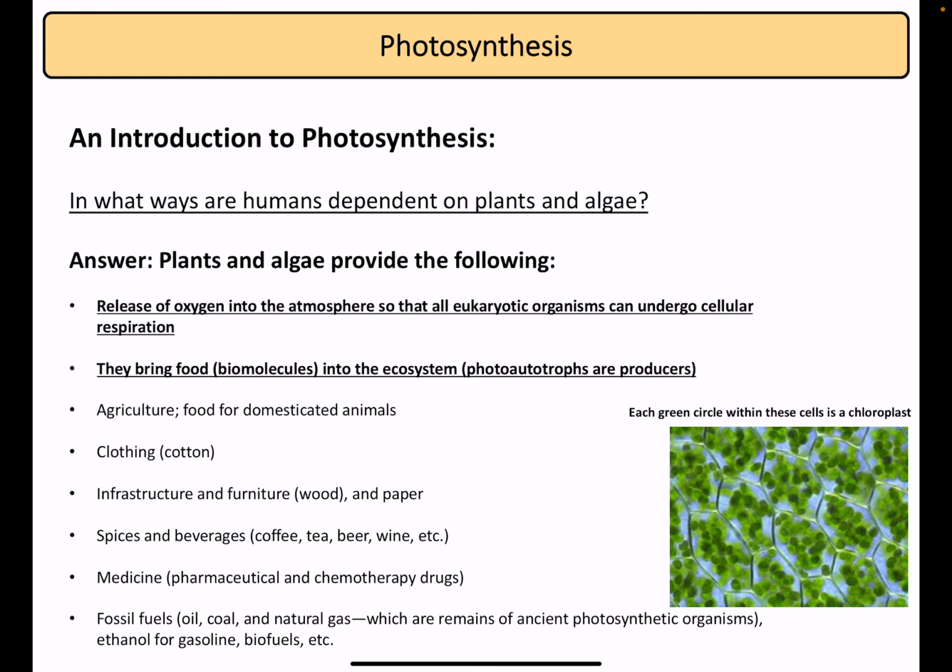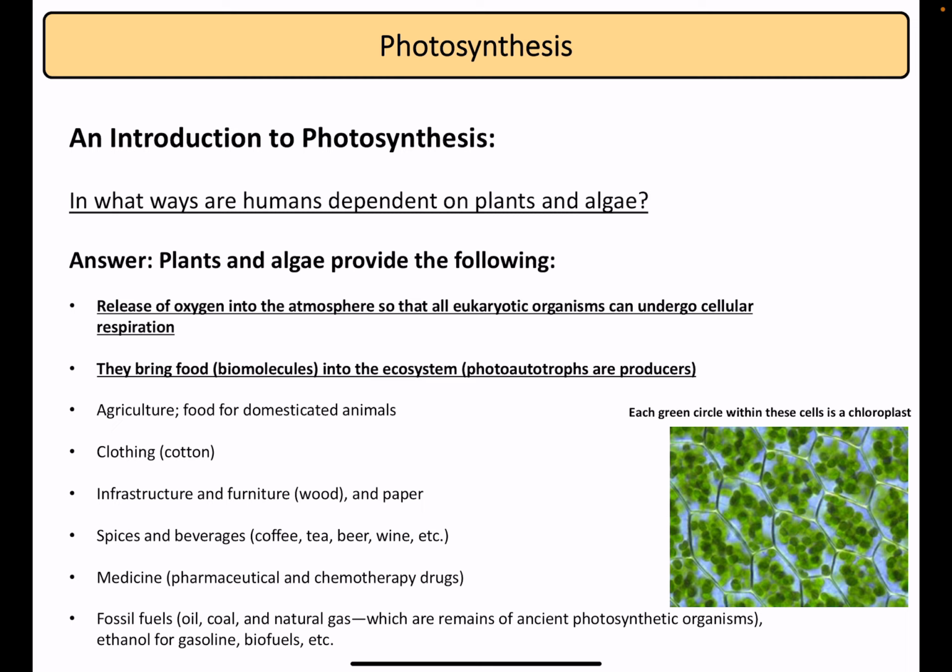And also, an underappreciated one is pretty much most of the energy that we use. That includes all fossil fuels. So oil, coal, and natural gas are actually the remnants of dead, ancient photosynthetic organisms.